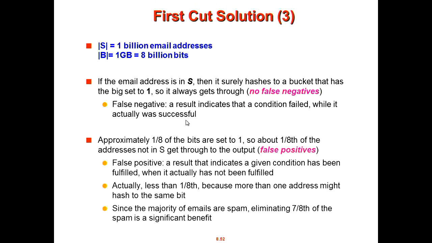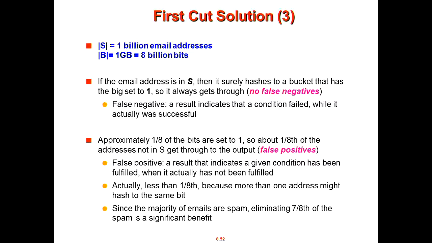And approximately 1/8 of the bits are set to 1, because of the data given to you, approximately. So about 1/8 of the addresses not in S get through to the output. This is the false positives. Some results are actually not in S, but you report them as in S. But actually they are less than 1/8, because more than one address might hash to the same bit.